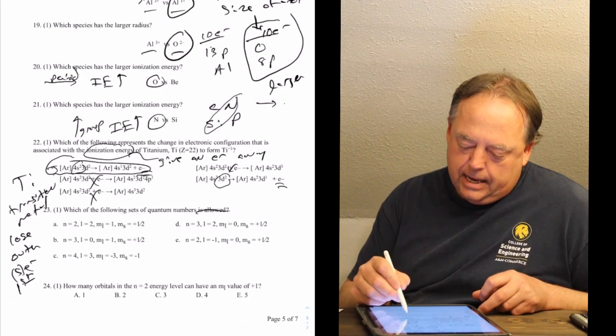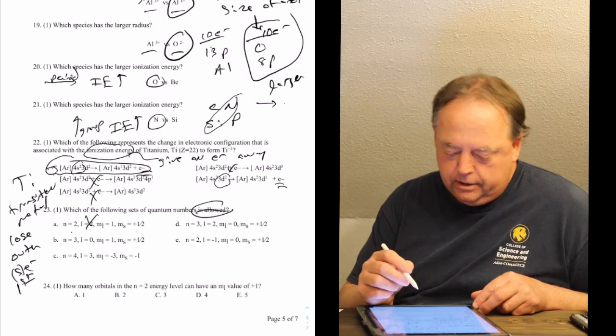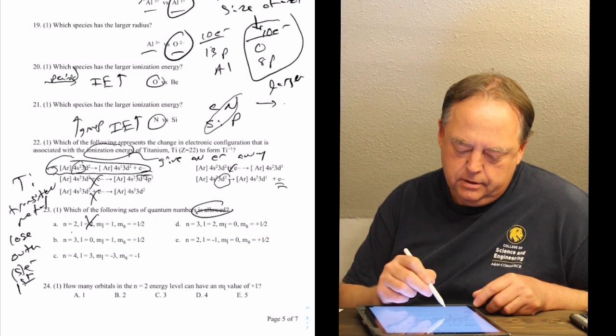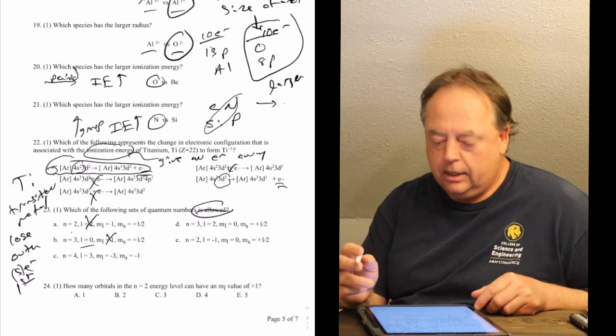Okay, so which is allowed? So if n is 1, L cannot be 2. Right? If n is 2, L can only be 0 or 1, it can't be 2, so that's wrong. If L is 0, M sub L can only be 0, so that's wrong.